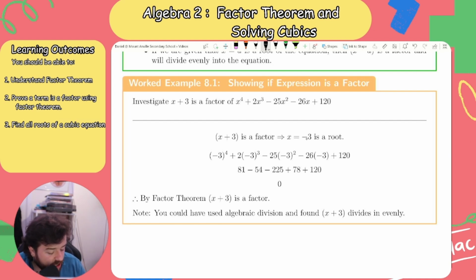So, if I sub in x equals minus 3 here, this should equal 0. So minus 3 to the power 4, plus 2 times minus 3 cubed, minus 25 times minus 3 squared, minus 26 times minus 3, plus 120. Add it all up, put it in your calculator, and you're going to get 0. So by the factor theorem, x plus 3 is a factor. Note, we could have also used algebraic division and found that x plus 3 divides in evenly, but why would we do division when we can just sub things into our calculator?